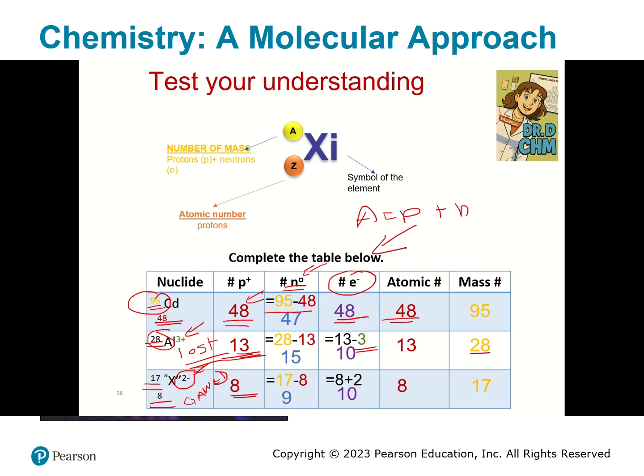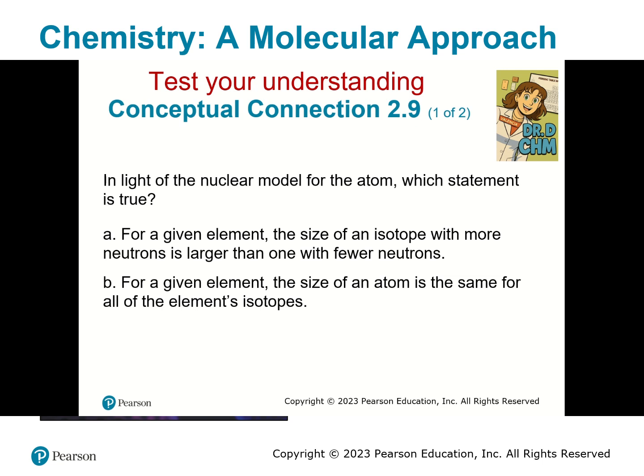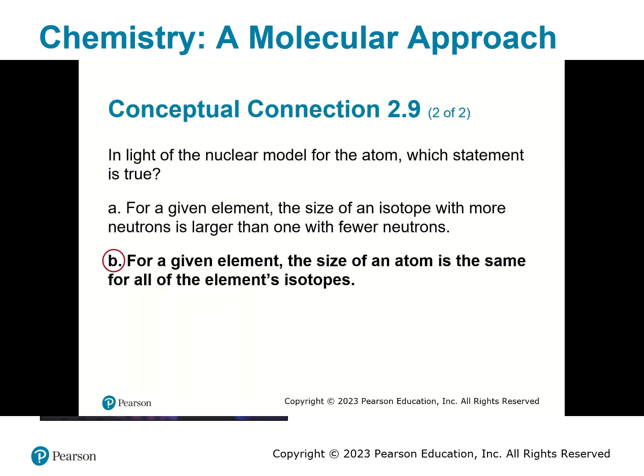Good? Great. One more. In light of the nuclear model of the atom, which statement is true? A: For a given element, the size of an isotope with more neutrons is larger than one with fewer neutrons? Or B: For a given element, the size of an atom is the same for all of the element's isotopes? It's B. You're right if you answered B. So the size will not change. What changes is the mass. Okay?